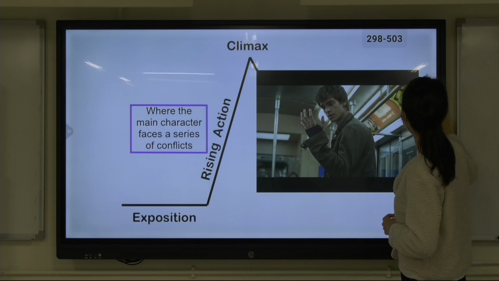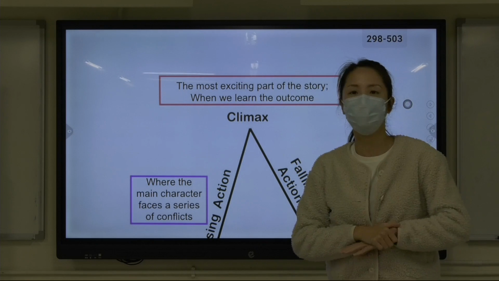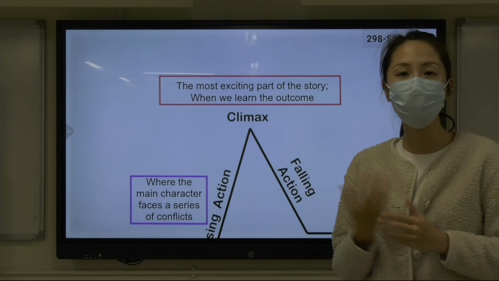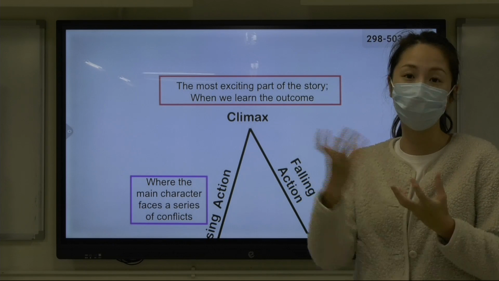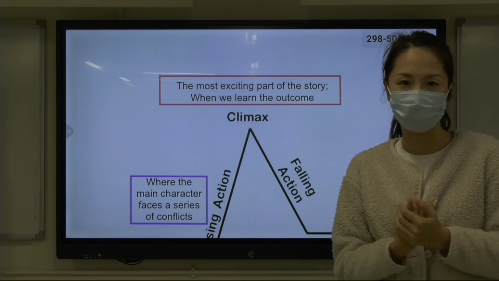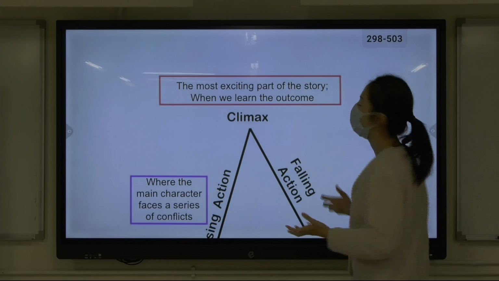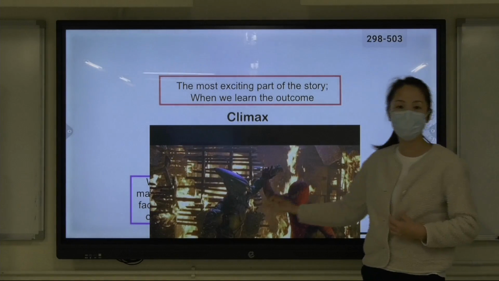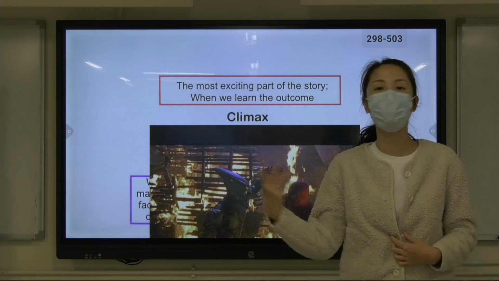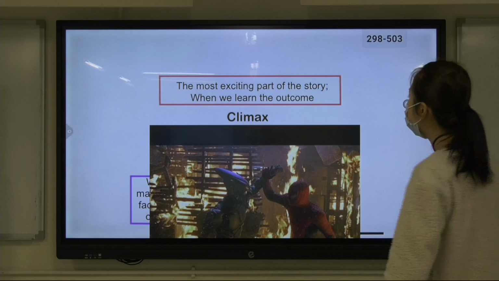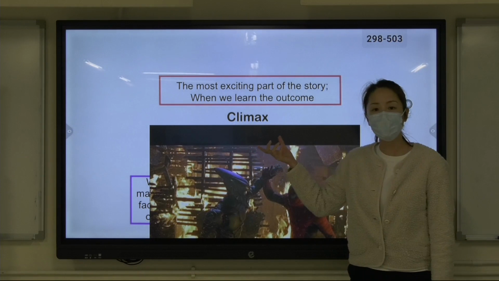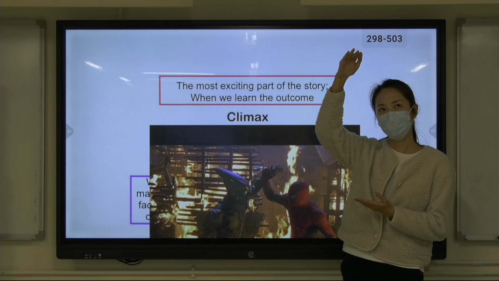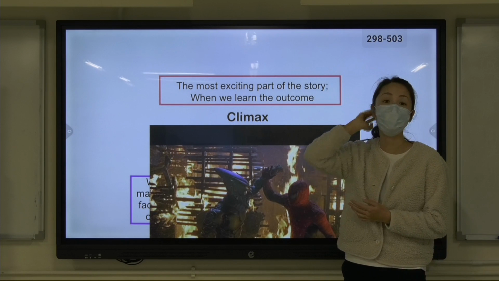Okay? And then climax, which is the most important part. Climax, the most exciting part of the story. If we use Spider-Man as an example, it's very easy. The fighting scenes. Peter fights with, I don't know who this is. So Spider-Man fights with those bad guys. So this is the climax. Every story should have a climax, which is the most exciting and most important part of your story.